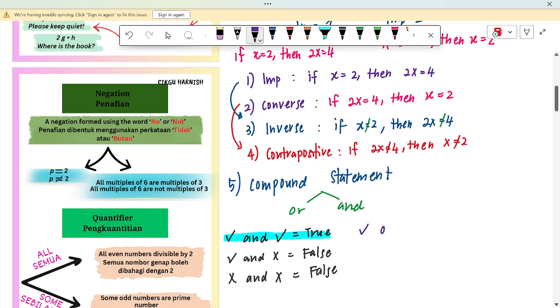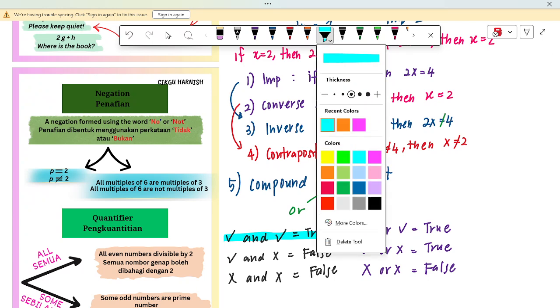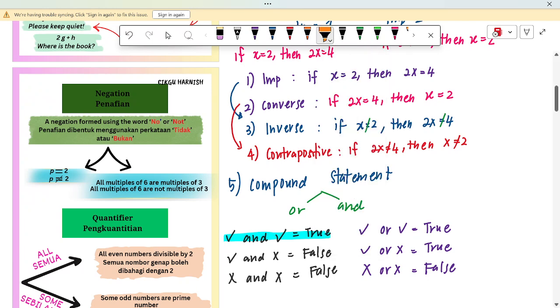So if one is correct and both are correct, it will be true definitely. One right and one wrong, it will still be true. Both wrong, it will be false. So for "and," both must be correct to be true, but for "or," if both are right or either one is right, it will be true. So when we are combining statements, please check both your statement 1 and 2, whether it's true or false, to determine the truth value. Okay, so done with 3.1.